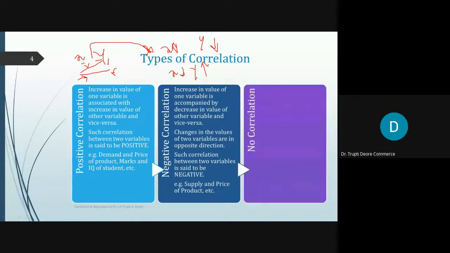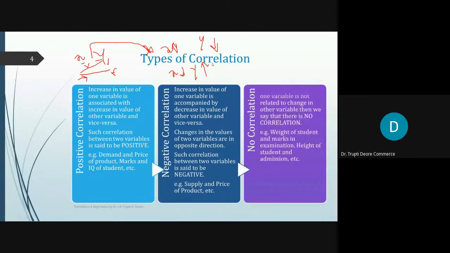And the last one is no relation. No correlation means sometimes change in one variable is not related to change in other variable. Then we can say that there is no correlation. For example, weight of student and marks in examination. There is no relationship between these two variables. It doesn't mean that the student whose weight is higher has a higher score in exam. No, there is no relationship between these two variables.